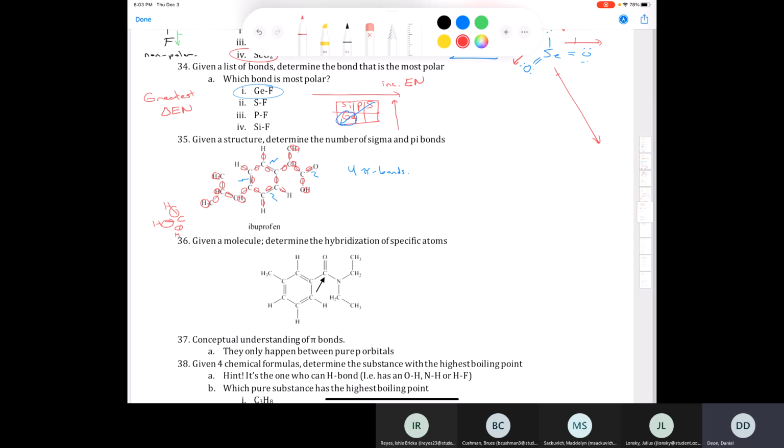Why did I count an extra one? Because I'm supposed to only have 32. Somewhere I counted an extra one.